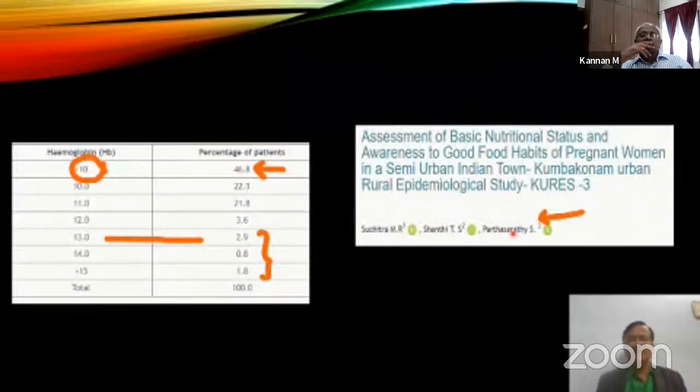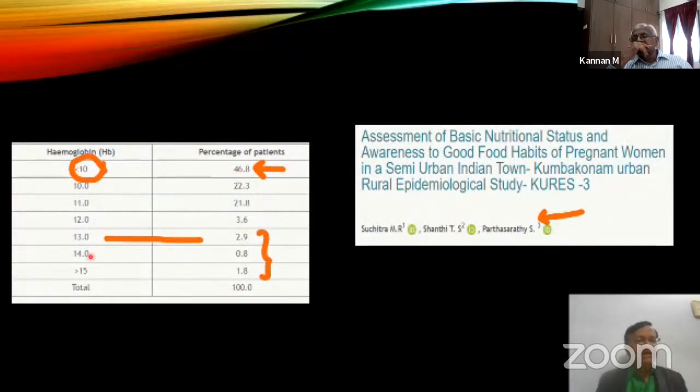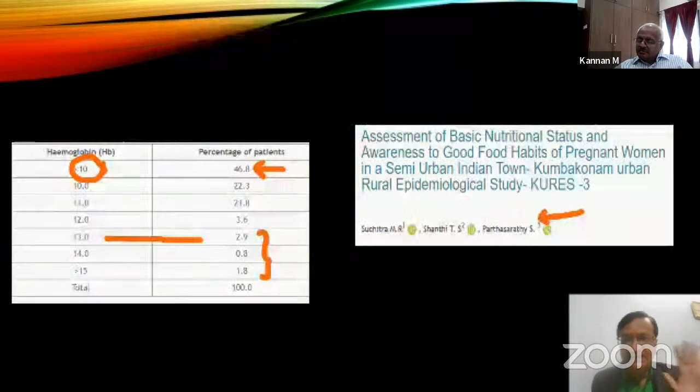Now, this is our study assessment. This is about pregnant patients. If you can see here, pregnant patients with hemoglobin less than 10 are around 50%. And the guideline says 13 is around 2.9. So that is why I told you there are so many guidelines, so many things. It's very difficult to take up all those guidelines. Personally, very difficult to adopt those guidelines in our setup.